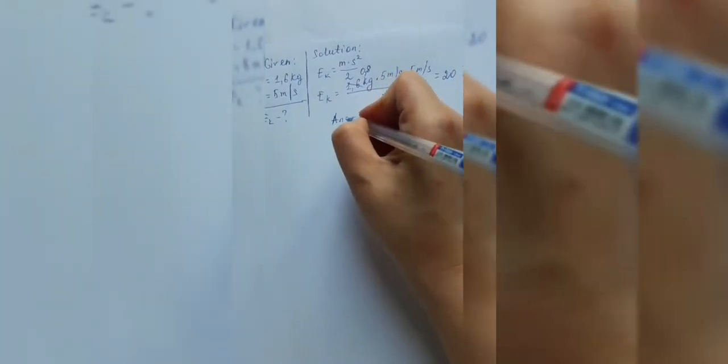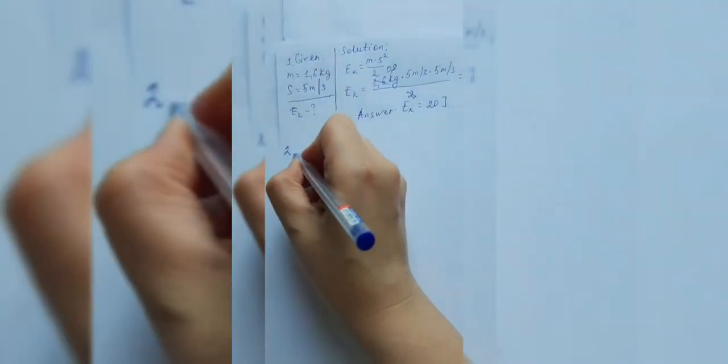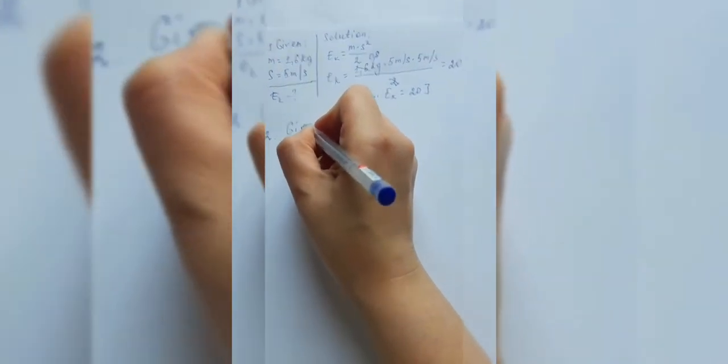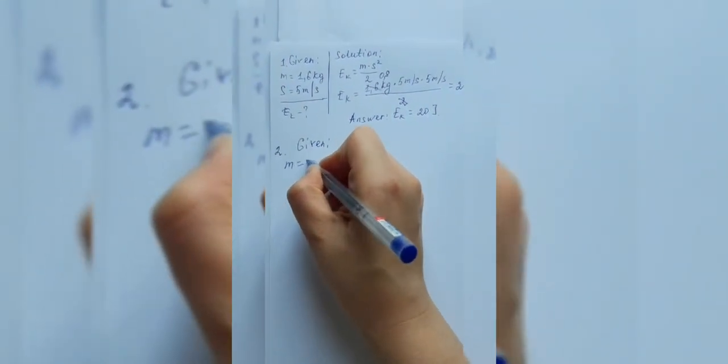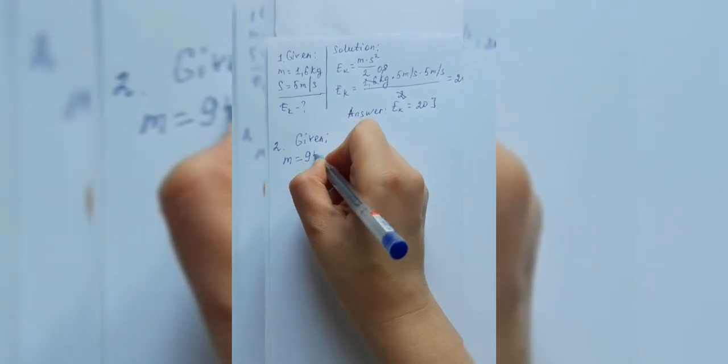As you know, 1.6 divided 2 is equal to 0.8 kilogram. It will be 25, 5 times 5 is equal to 25. 25 times 0.8, it will be 20 joules. Answer of our problem is kinetic energy is equal to 20 joules.